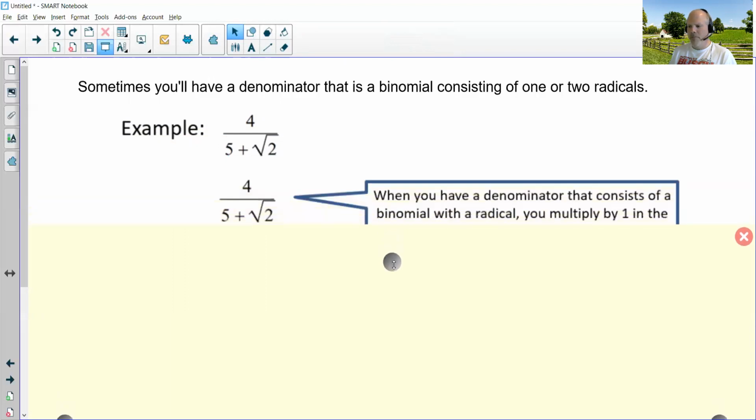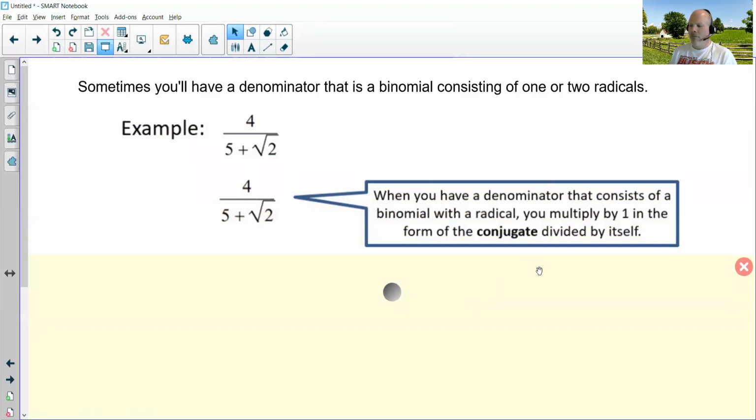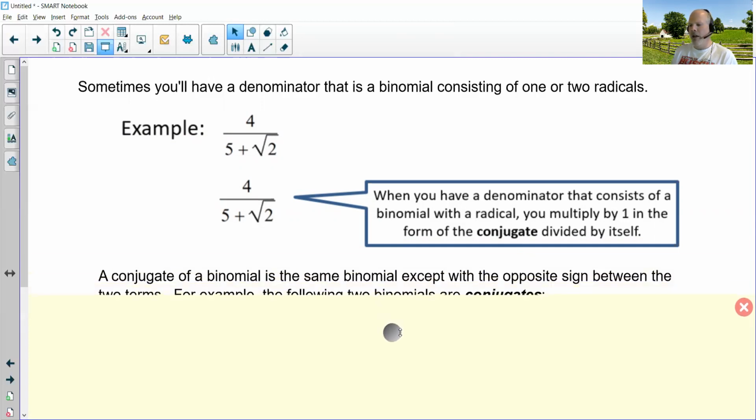Here's how it works. If we have a denominator that is a binomial that contains a radical, then I, again, just like I did earlier, multiply by 1. But the 1 that I multiply by is called the conjugate divided by itself. So here's what a conjugate is. A conjugate of a binomial is the exact same binomial, except we switch the sign that's between the 2 terms.